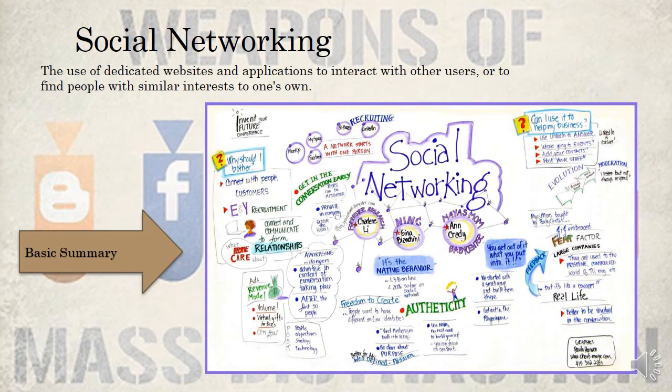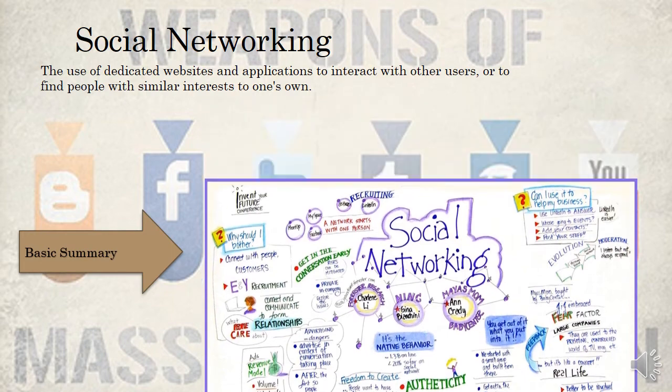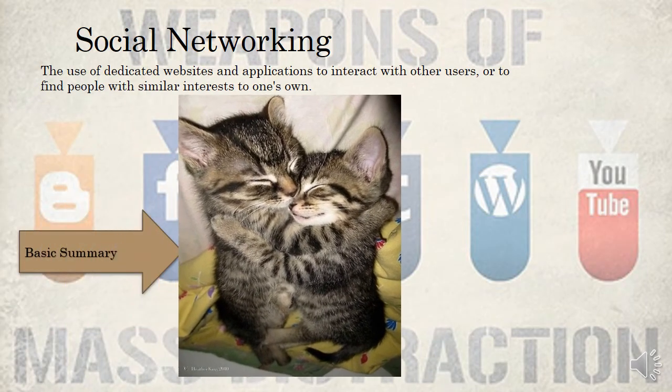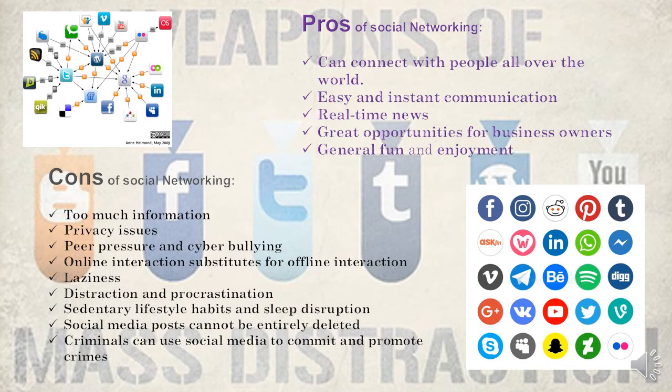The use of dedicated websites and applications to interact with other users or to find people with similar interests to one's own is social networking. And here's a whole spider diagram on it. So what are the pros of social networking? You can connect with people from all over the world. It's easy and instant. You get real-time news and lots of information. There are great opportunities for business owners, and it's general fun and enjoyable.